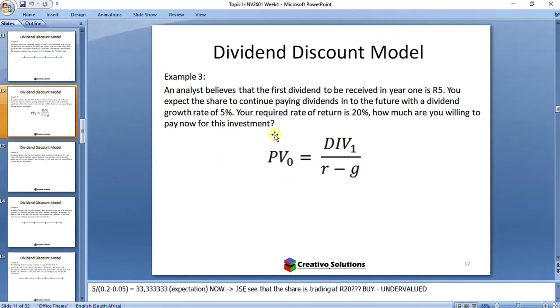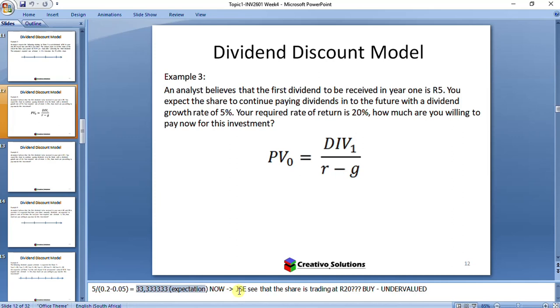All right, just to show the answer here, there's the working. Your 5 Rand dividend, which is in year 1, divide that by your rate and your growth. I've converted those percentages into decimals, so 0.2 minus 0.05. And if I determine what the present value is going to be, I'm going to get an amount of 33 Rand, 33 recurring. That's the expectation.